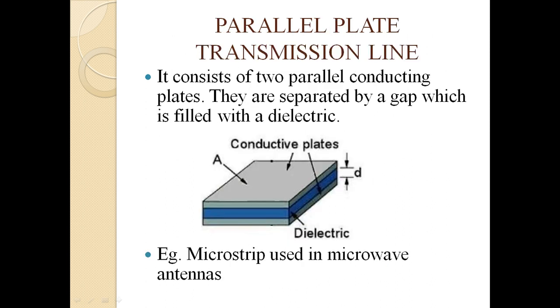The third one is parallel plate transmission line. Here, there are two parallel conducting plates. They are separated by a gap which is filled with a dielectric. One example for this is a microstrip. This is used in microwave antenna.